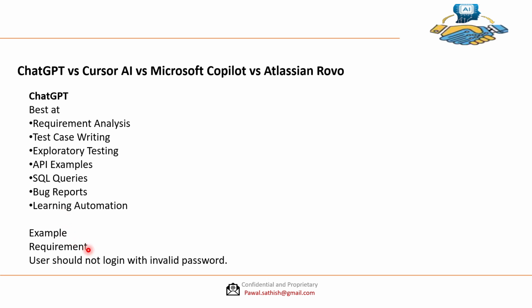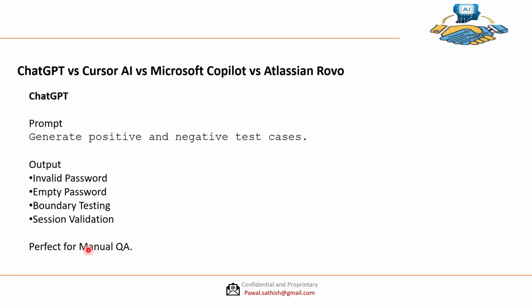Okay, here I give one example like: user should not log in with invalid password. Okay, this is my requirement. If you give the prompt like generate positive and negative test cases, then ChatGPT will give the output with all the positive and negative test cases. And as I mentioned here, it's perfectly fine for the manual QA. Okay, so if you don't know how to give the prompt, you just revisit my earlier video on how to give the prompt in ChatGPT.